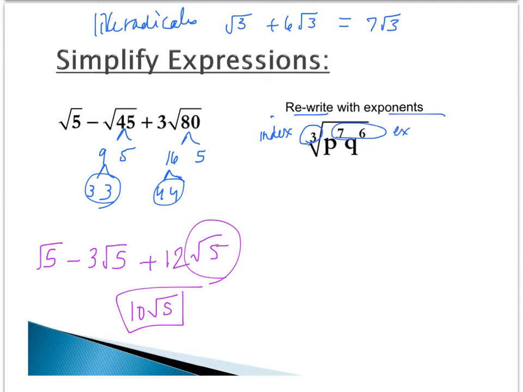This right here is our exponent, and the exponent goes in the numerator. So this would be rewritten as p to the 7/3, q to the 6/3. And then if we can reduce that fraction, then typically we will go ahead and do so. You're never going to write your exponents as mixed numbers.